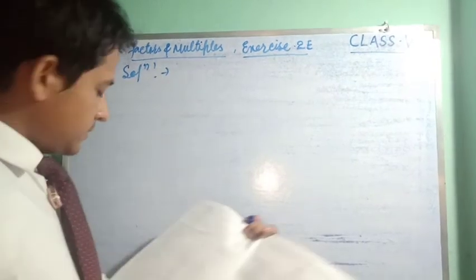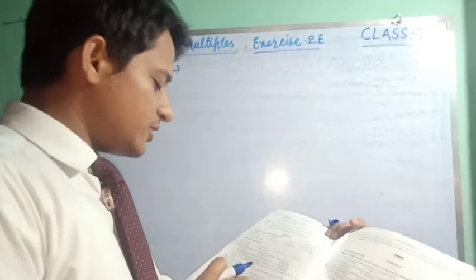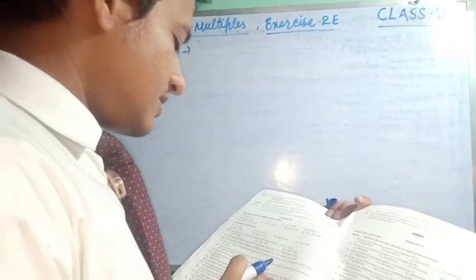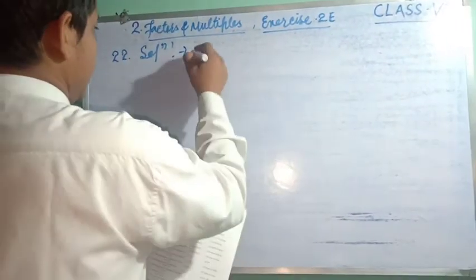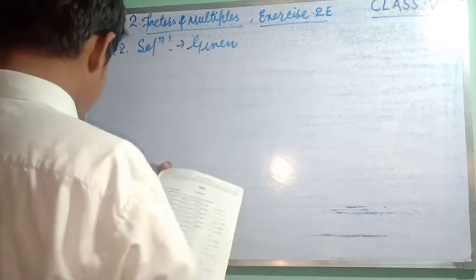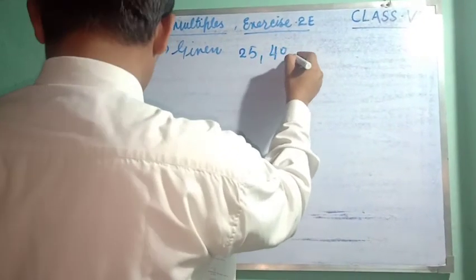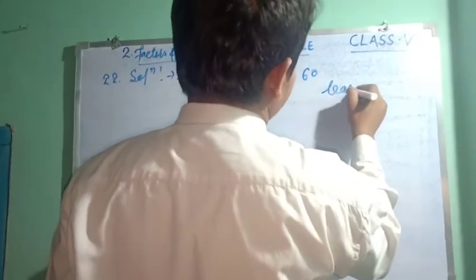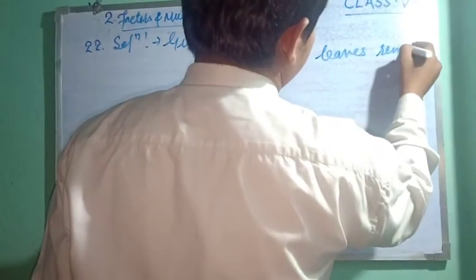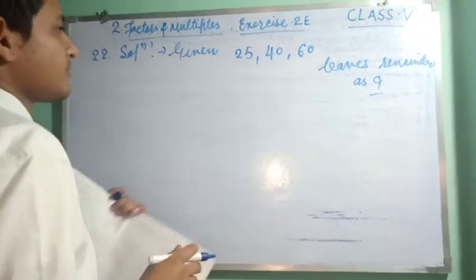Let's start. Now see, question number 22. Find the least number which when divided by 25, 40 and 60 leaves 9 as a remainder in each case. Now see, friends, the given numbers are 25, 40 and 60, and the remainder is 9. Okay, now find the number.